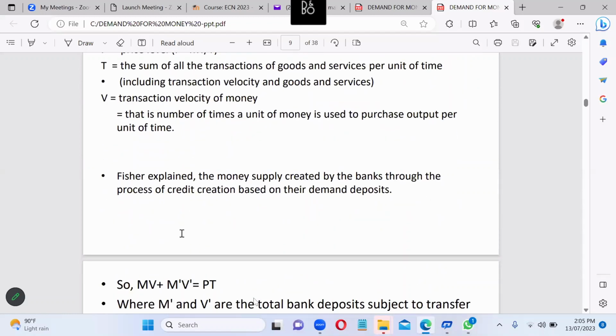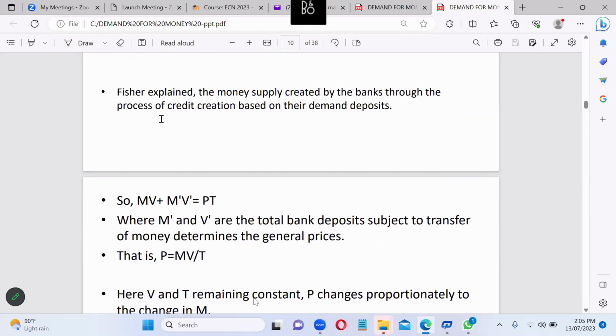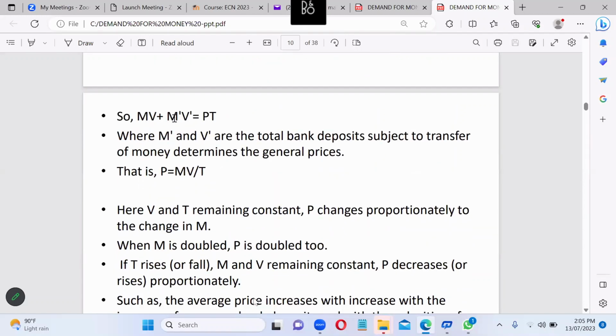Fisher explained the money supply created by the banks through the process of credit creation based on demand deposits. So MV plus M'V' equals PT. Once we put M, called M1 money, the first time, the second time we can put M2 money.